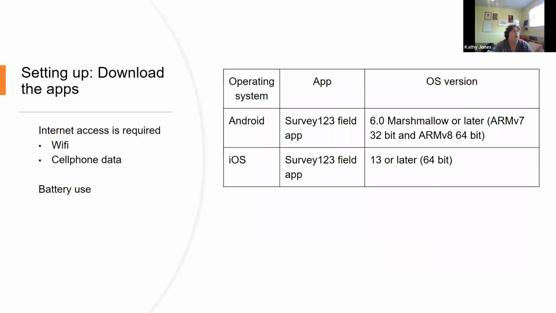So as I mentioned before, there is a minimum operating system you need for your Android or your Apple product, and that's 6 Marshmallow or later for Androids, and iOS version 13 or later for your Apple. And if you have those, it's not a problem. There is no cost to you to use this. This works for both Survey123 and Quick Capture. We've got two different apps, and there's no cost to you at all to upload those apps into your system. You will also need internet access at times.